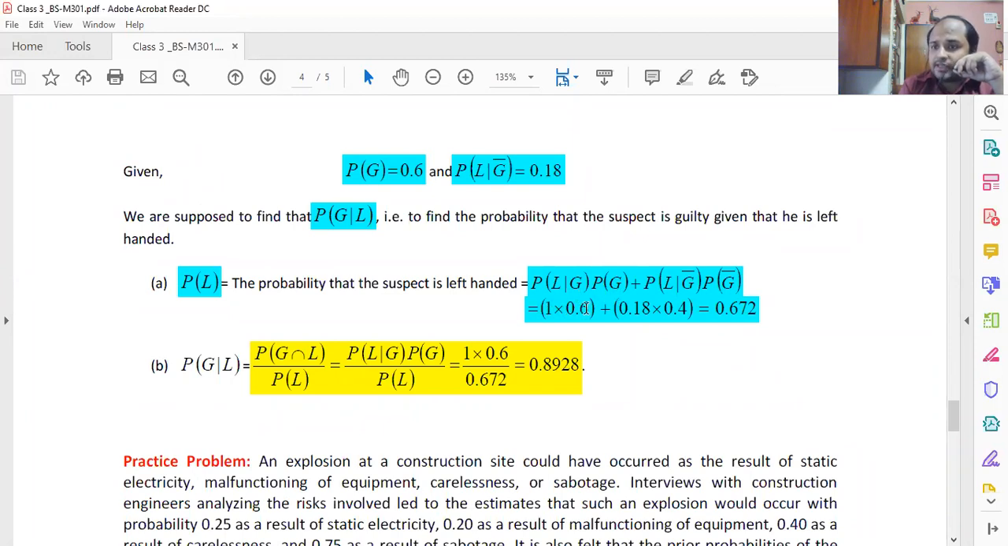Probability of G is 0.6. You already know it is given in the problem. Probability of L given G bar is 0.18, given in the question, and G bar is the complementary event to G. So probability of G bar is 0.4. So you put all the values, calculate, it is 0.672. Now you substitute all the values together here, and the result comes out to be 0.8928. If I have not made any mistake in calculating, so you check the calculations by yourself.